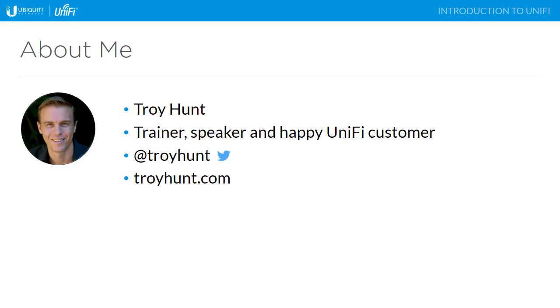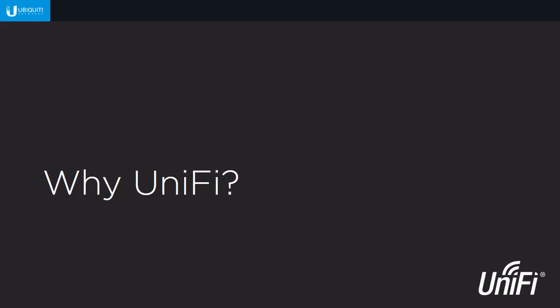Let's now move on and start talking about why you would choose Unify. Ubiquiti actually sells more access points than any other company in the world, so that should give you a bit of a sense of how popular their products actually are. But what I want to talk about is why we need them in the first place. So why is Wi-Fi becoming so important, and what are some of the problems with it at present that we're trying to solve? Let's start by looking at the home.